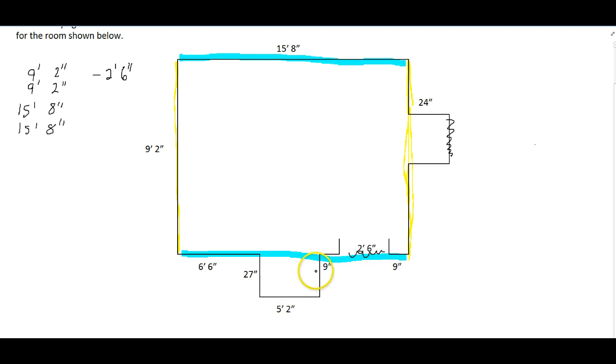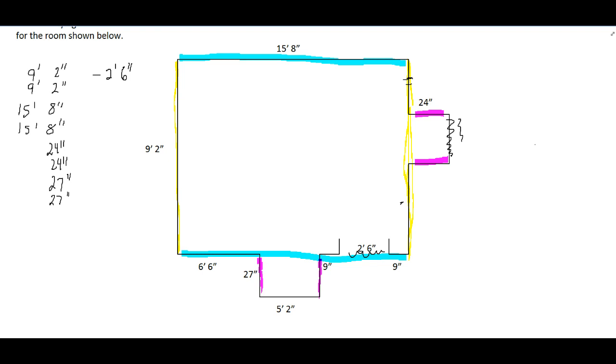Now, we need to account for those cutouts. We've got 24 inches here, which means we have 24 inches here. So 24 inches and 24 inches. And also we have 27 inches there and 27 inches there. And one of the nice things about that is it means I don't have to calculate the length here and add this length and across and so forth. We can make it a bit easier for ourselves.